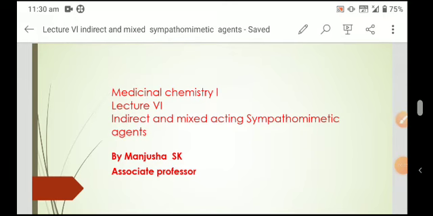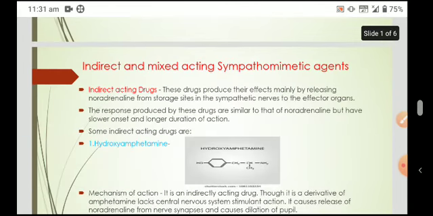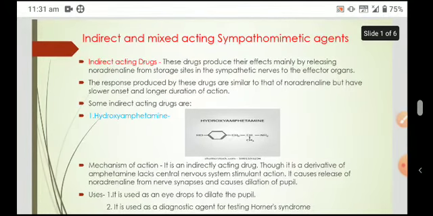As we started the series of lectures for medicinal chemistry, until now we have completed up to lecture 5. Now moving towards the next lecture, lecture 6: direct and indirect acting sympathomimetic agents. In lecture 5 we completed the direct acting sympathomimetic agents. Now we will see indirect and mixed acting sympathomimetic agents. So let us start.